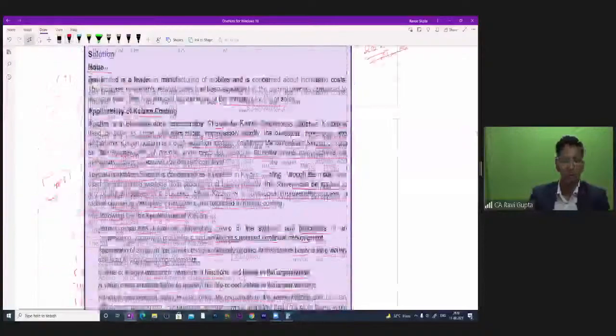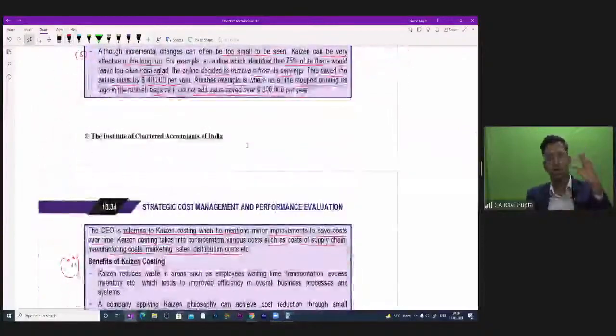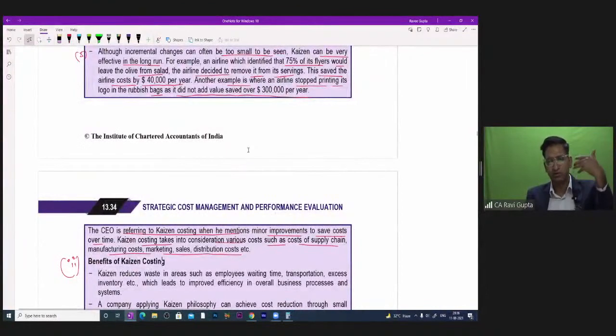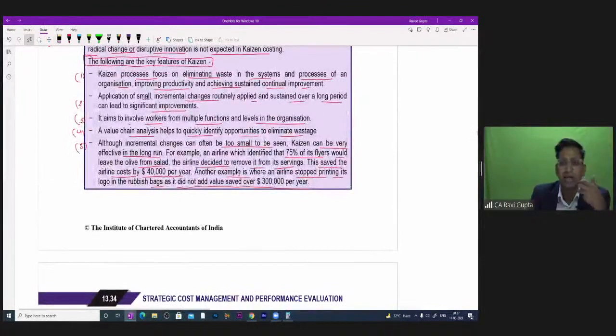Although this is a detailed explanation, we are only required to answer for 2 to 3 marks. So you can understand we have to answer in 4 to 5 or 5 to 6 lines, that is some three points. One is what the CEO is referring to: the CEO is referring to Kaizen costing. What is Kaizen costing? You explain this, and the features of Kaizen costing. You can explain what Kaizen costing is, and you will be getting the marks for this.